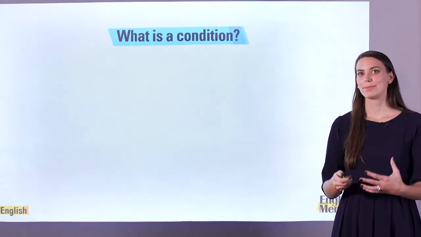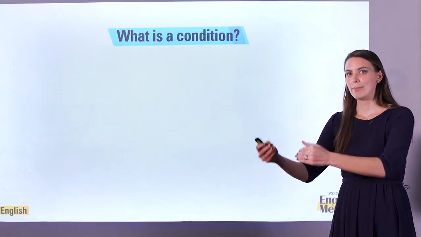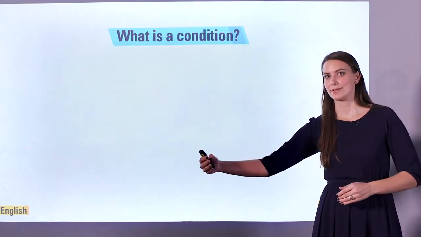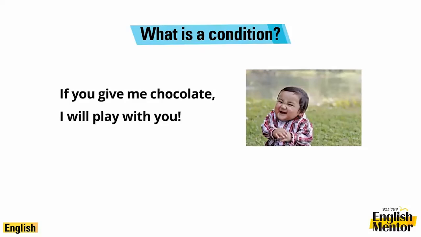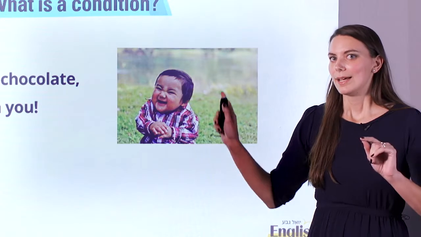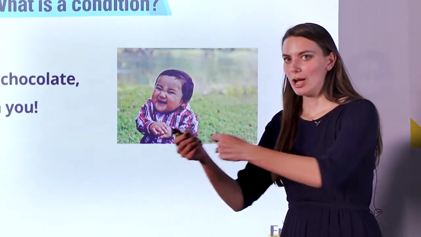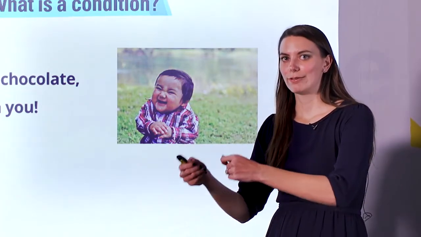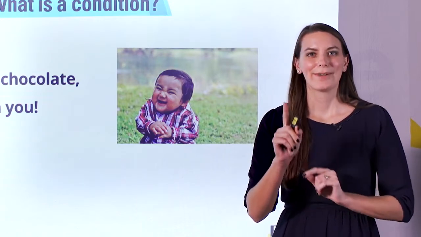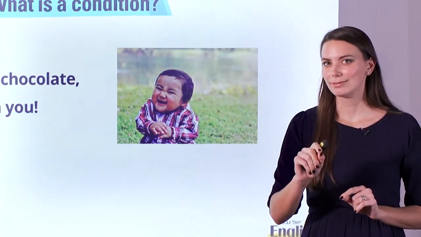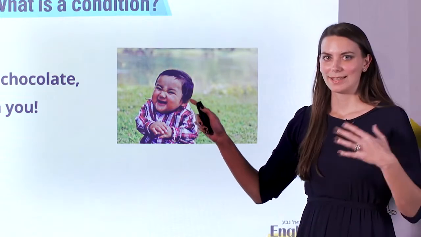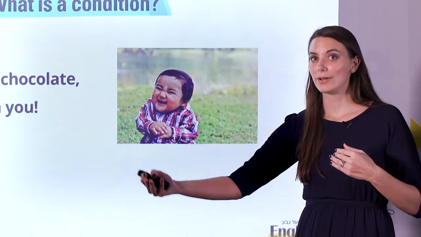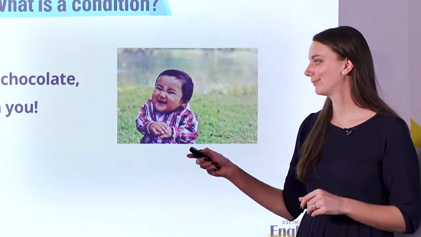So a condition just means if something happens, something else will happen. Let's take a look. If you give me chocolate, I will play with you. The act of giving me chocolate is the condition for which I will play with you. Meaning, if you don't give me chocolate, I will not play with you. So if you give me chocolate is the condition, and the result is that I will play with you.